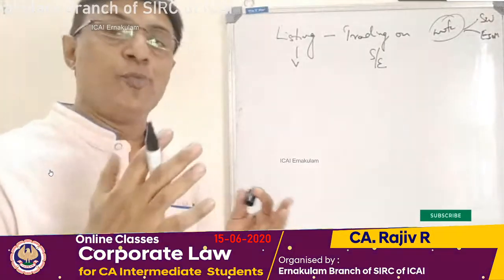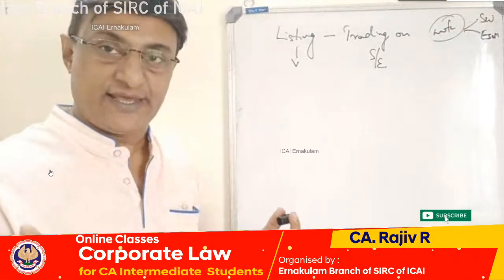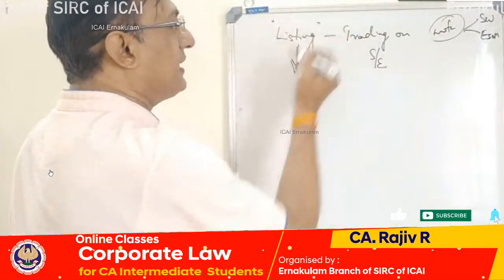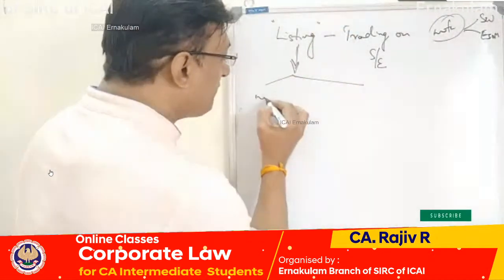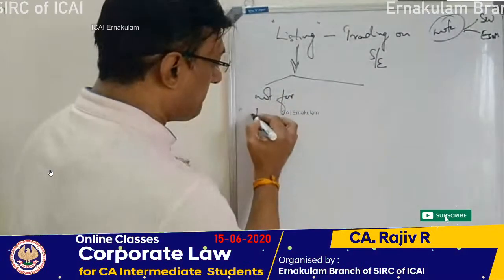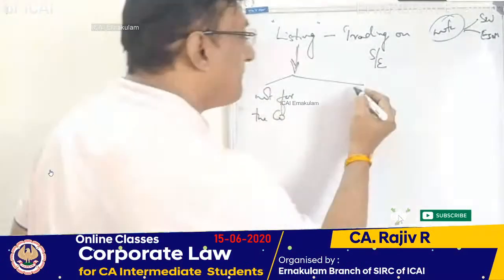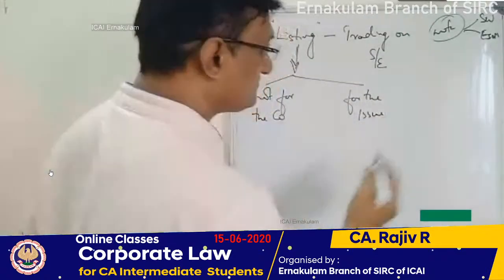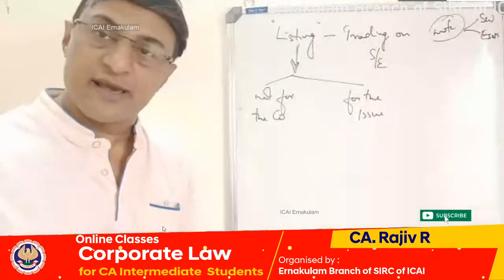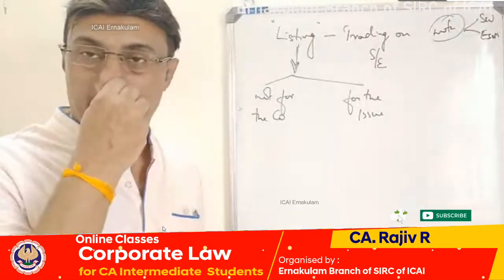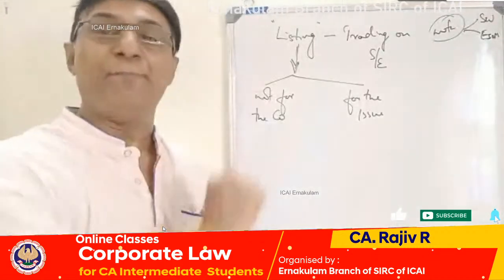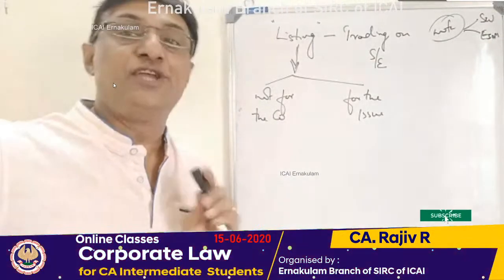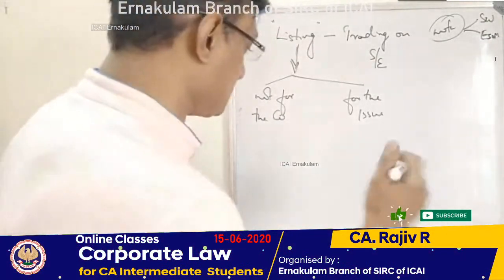Remember, very few professionals know this or use it correctly. The word listing is actually not for the company, but for the issue. People say listed company, listed company, listed company. But it is not a company which is actually listed. It is the issue of shares. I'll take an example to illustrate this.